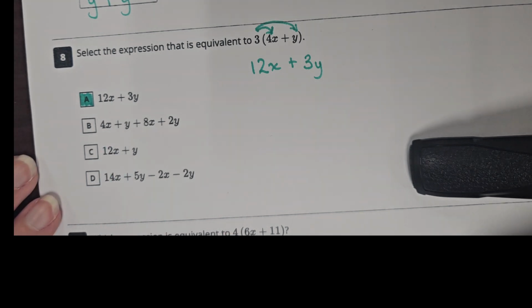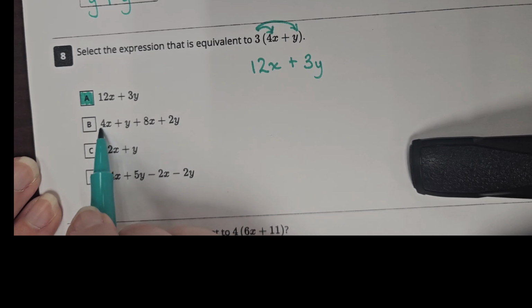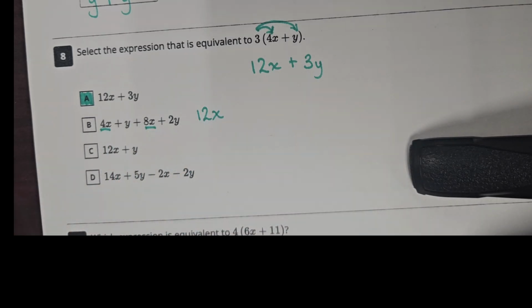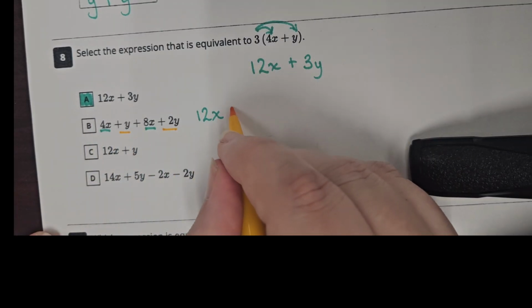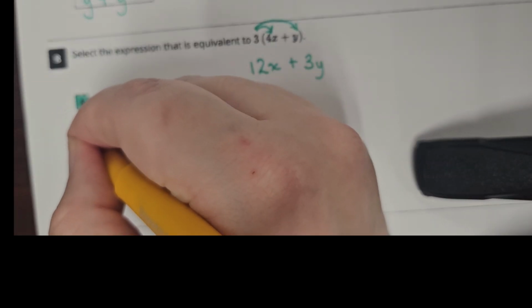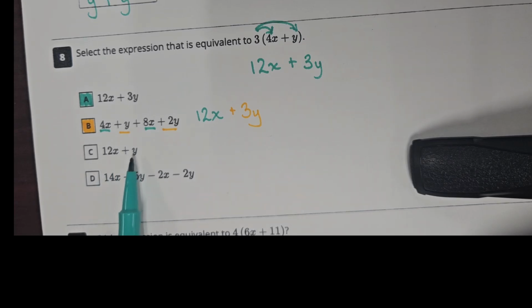Now let's look at the other ones to see if there's other ones that are equivalent to these expressions. If I combine my 4x and my 8x, I get 12x. If I add 1y plus 2 more y, I get 3y. So B is also equivalent. I can't add 12x to y. This has a different letter than this one, so I cannot combine them. So this one is not equivalent.